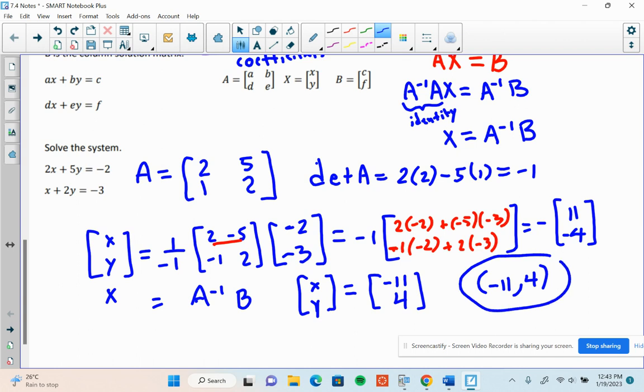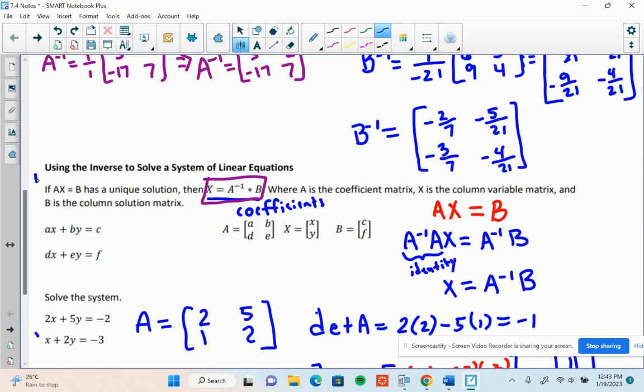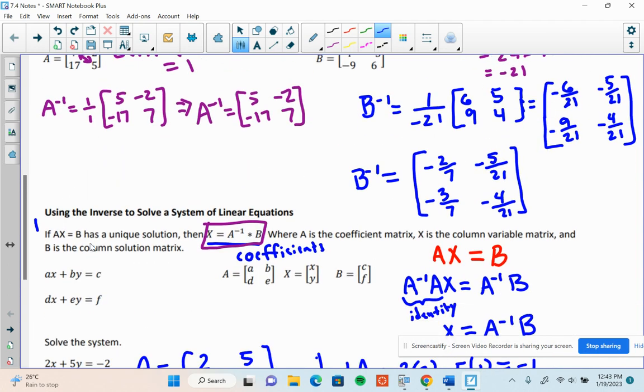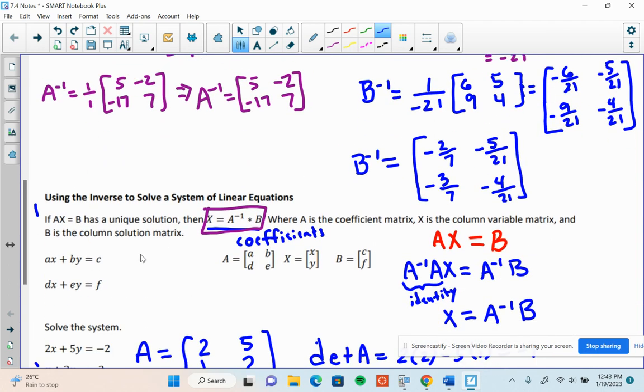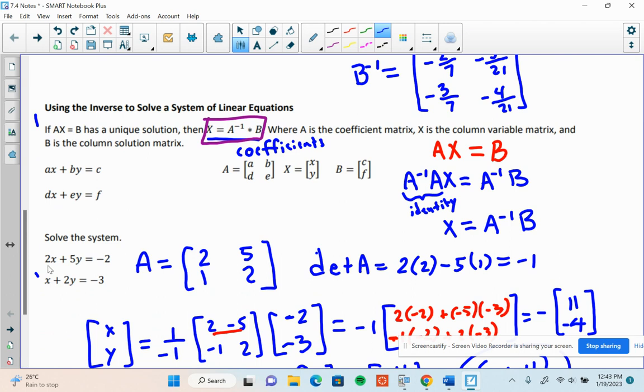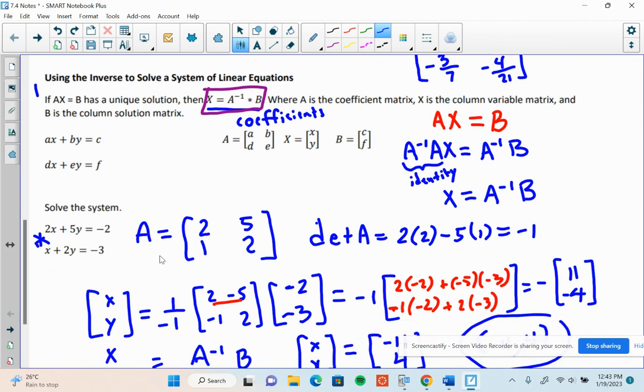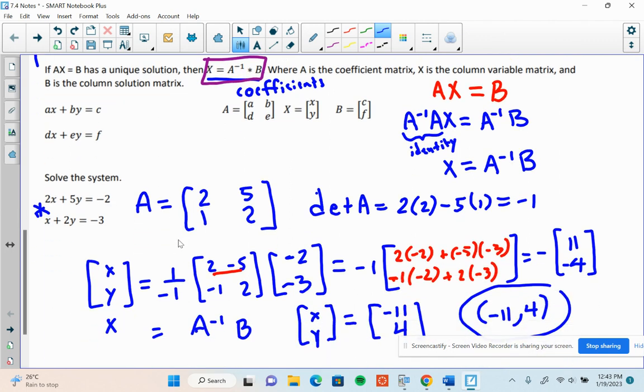Check your answers. You can do that. Check them in the original system. Oops, went too far. Scrolled too far. Right here. So if I replace the x with negative 11 and the y with a positive 4, you get negative 22 plus 20, which is negative 2. That one works. If I put in negative 11 for x, positive 4 for y, I get negative 11 plus 8 equals negative 3. It worked.